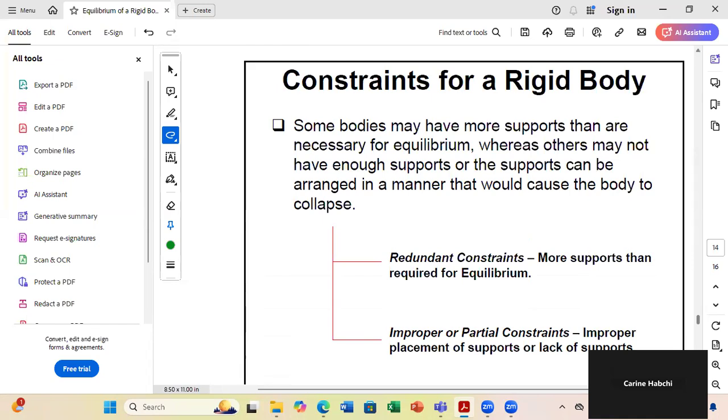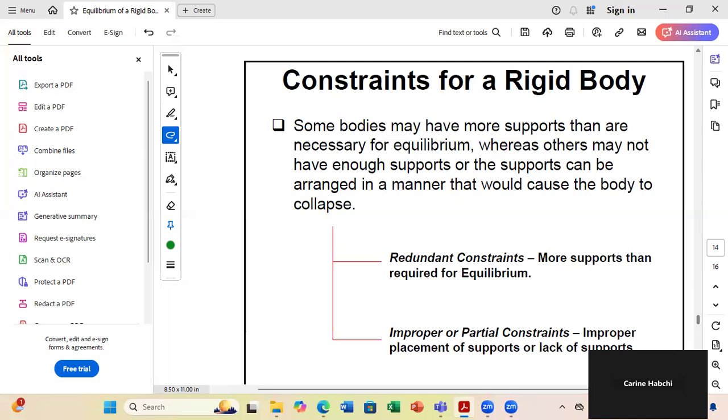Now, sometimes in some cases we have supports more than needed. I put support more than needed for equilibrium. In this case, we can say that the problem is redundant. Since I am putting reactions more than needed, I cannot solve my system of equations.